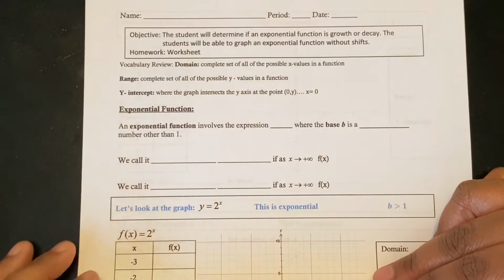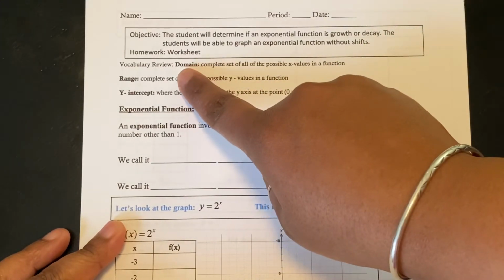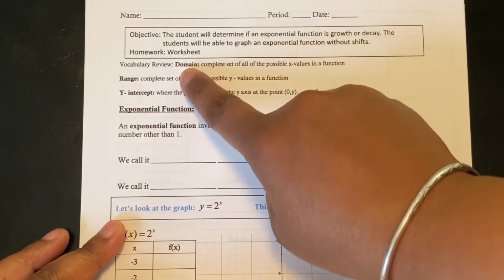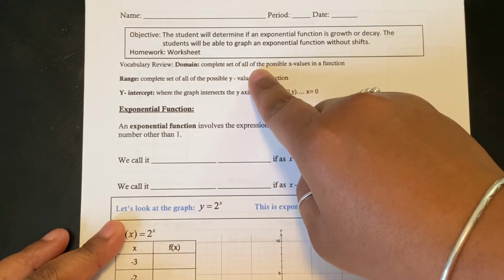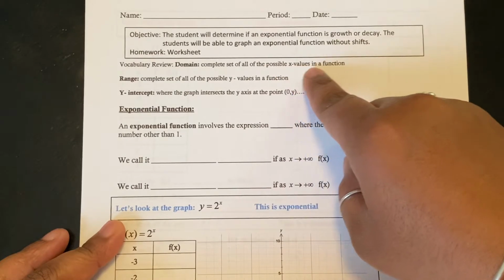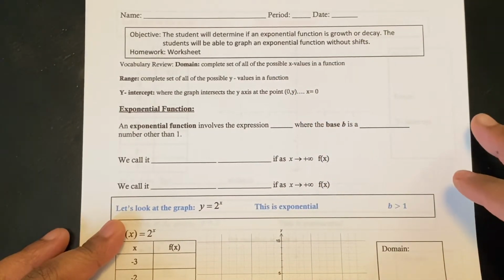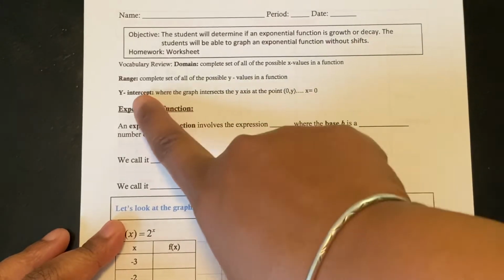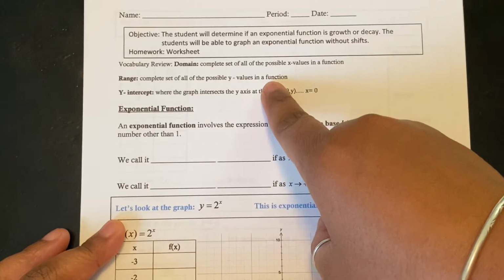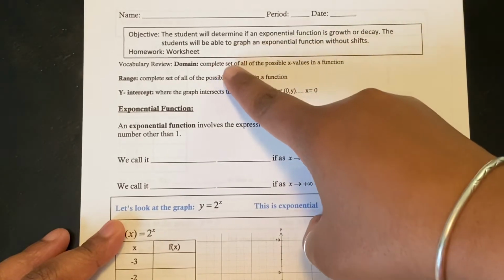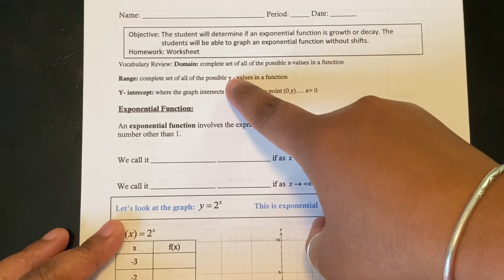Okay. So just for some review, let's review what a domain is. The domain of a function is the complete set of all possible x values in the function. So it's all the x values that the function includes, okay? The range is the complete set of all of the possible y values in the function. So domain is specifically x values, range is specifically y values, okay?